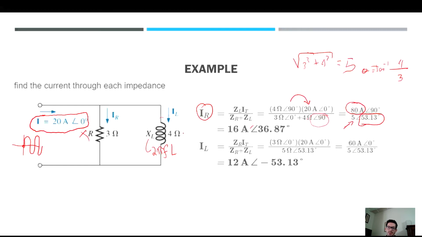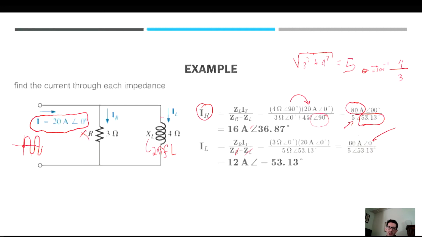The only thing that is changing is the numerator. The denominator is exactly the same. Look, it is the impedance of the resistor plus the impedance of the inductor. We already have that here: 5 at a phase shift of 53.13 degrees. The only thing changing is the numerator, which now is going to be 3 ohms at a 0 phase shift times 20 at 0 phase shift. So 0 plus 0 is 0, and 3 times 20 is 60.